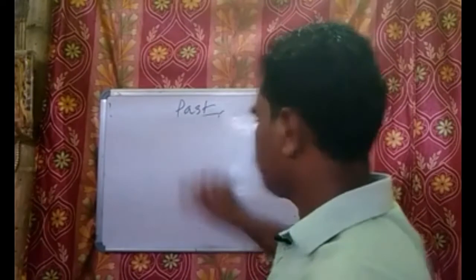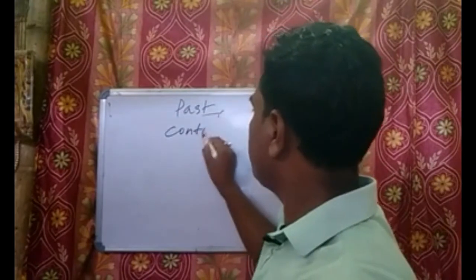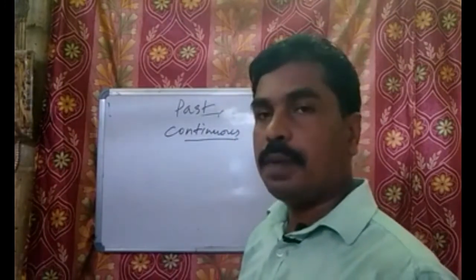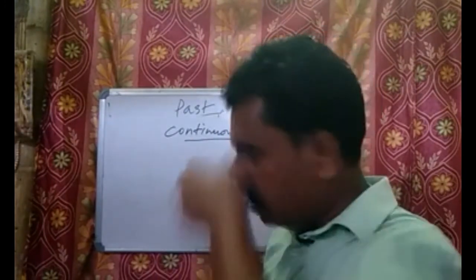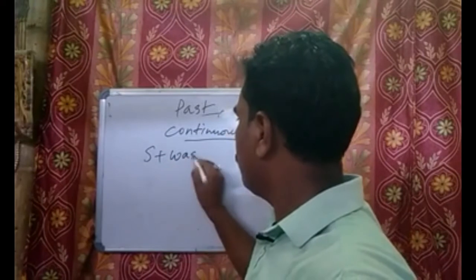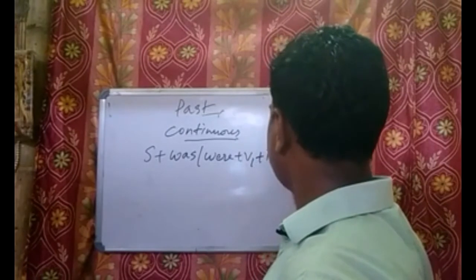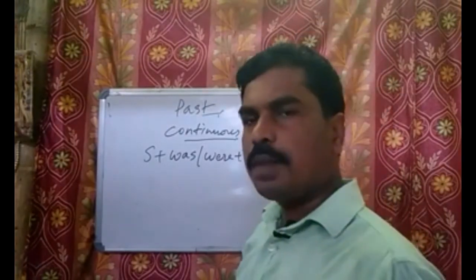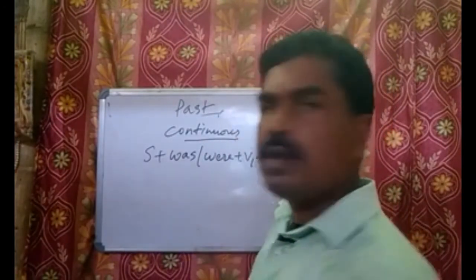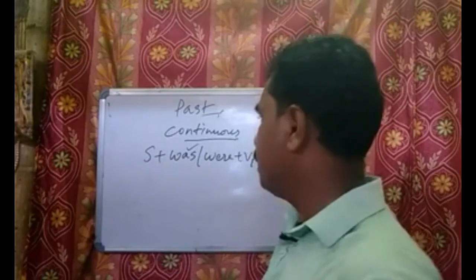Then I'll move to the continuous part, past continuous. It means the action was happening in the past. The action was continuing in the past. So the structure is subject plus was or were plus verb 1 plus ing plus object. Subject plus was or were plus the ing form of the verb plus object. Now see the subject. If the subject is singular, use was, and if the subject is plural, use were.